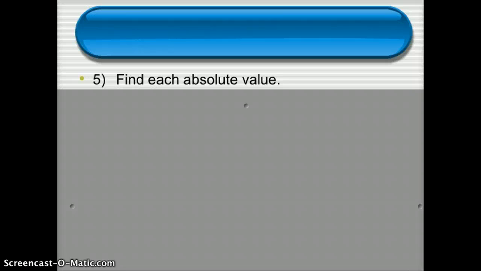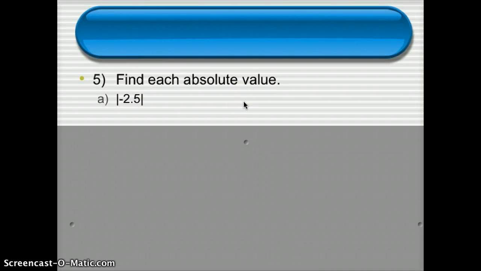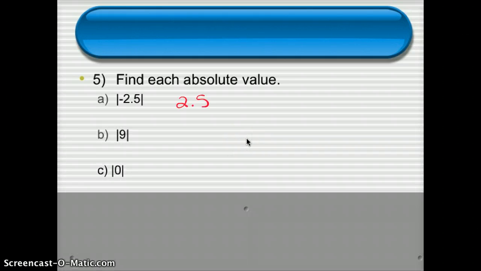All right, now let's look at absolute value just a little bit, and then we're actually going to be done. This is a short lesson today. So find each absolute value. This says the absolute value of -2.5. Think about that on your own. How far is -2.5 away from 0? And you should get 2.5. Try the next couple on your own and see if you can get them. Okay, so B, absolute value of 9, that is 9 spaces away from 0. And absolute value of 0, well, 0 is exactly on 0. It is no spaces away from 0.